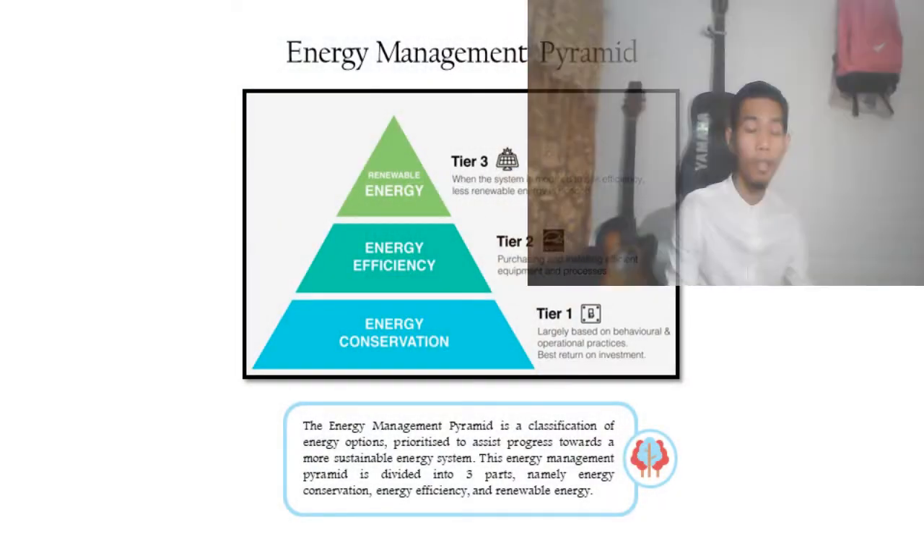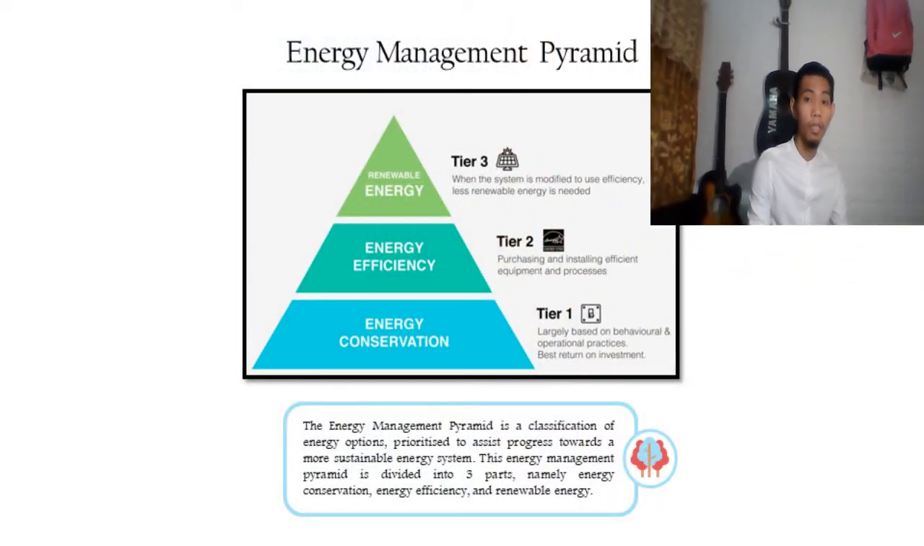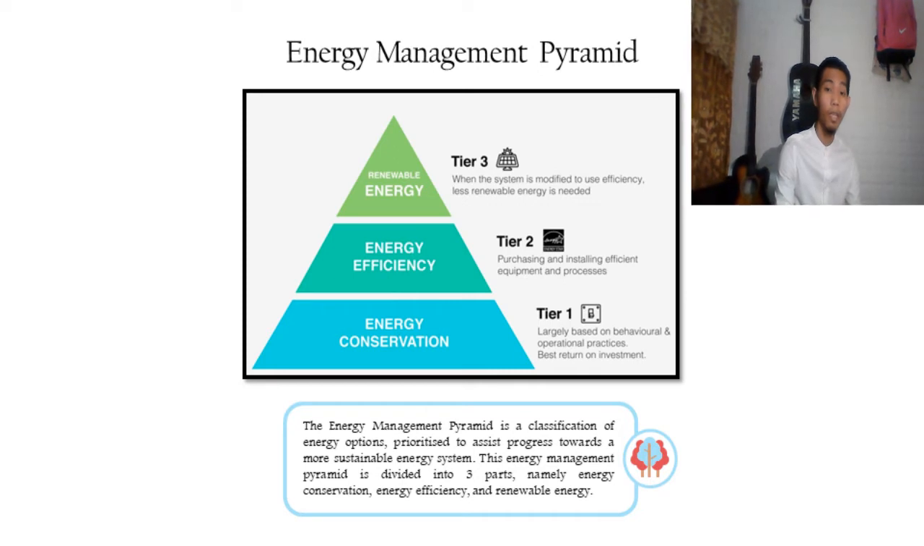Assalamualaikum and hi, my name is Muhammad Nur Azmi bin Muhammad Nasri. My matric number is 279042. I want to talk about the energy management pyramid. The energy management pyramid is a classification of energy options prioritized to assist progress toward a more sustainable energy system. This energy management pyramid is divided into three parts, namely energy conservation, energy efficiency, and renewable energy.